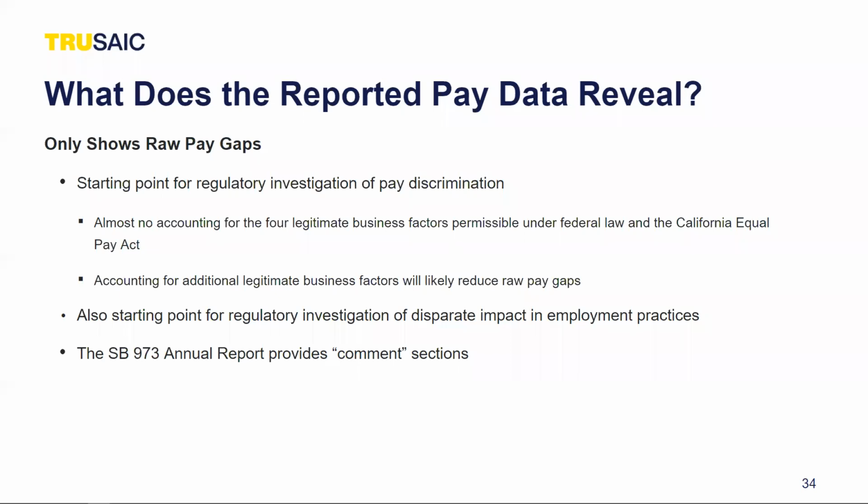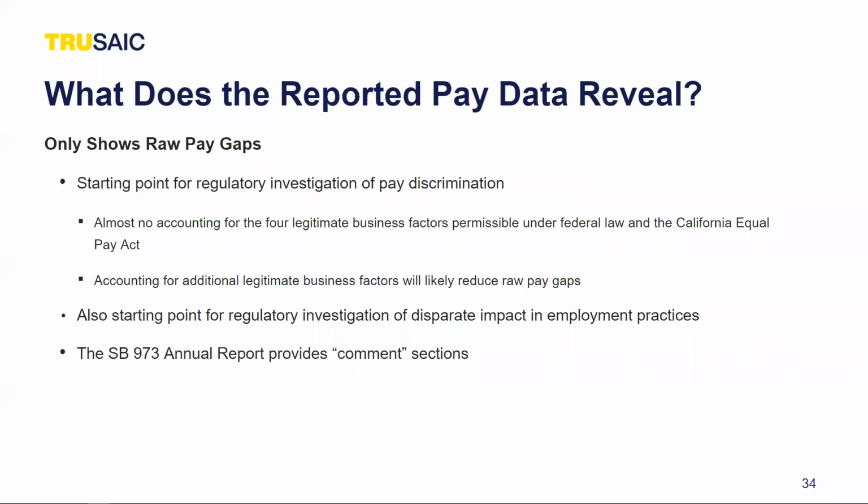Okay, so the data only shows raw pay gaps, and by that we mean that we're only controlling for legitimate differences in pay based on job categories and based on locations, so differences in cost of living between, say, high cost cities and low cost cities. That would be reflected because you're filing data by establishment. And then the only other dimension to legitimately discriminating between jobs at different pay levels are the 10 job categories.